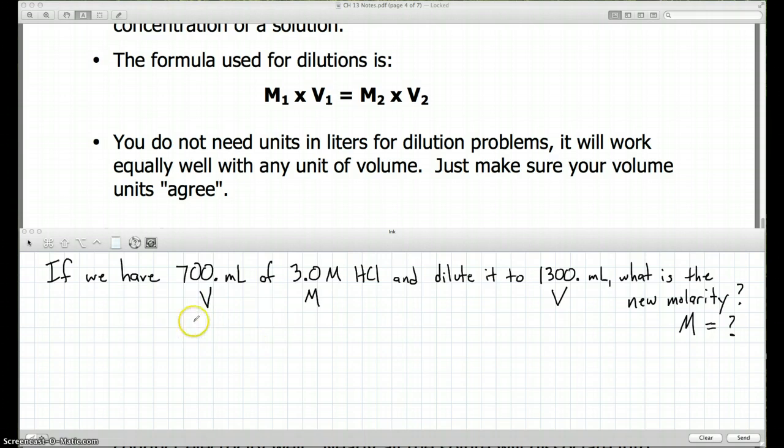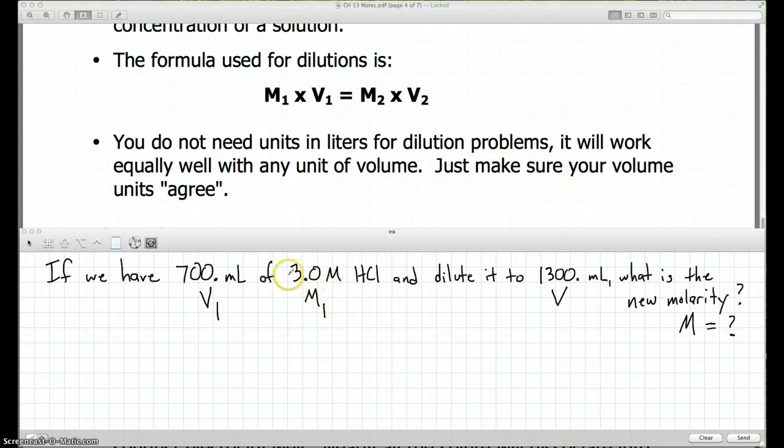Now I have to figure out, is this V1 or V2? If we read the context of the question, it implies that we're starting with this. So we have this much HCl and we're changing it to this much. So this is my starting volume. And we have this volume of this molarity. Since it's this volume of that molarity, those two are related. They're talking about the same situation, so they have to have the same little number.